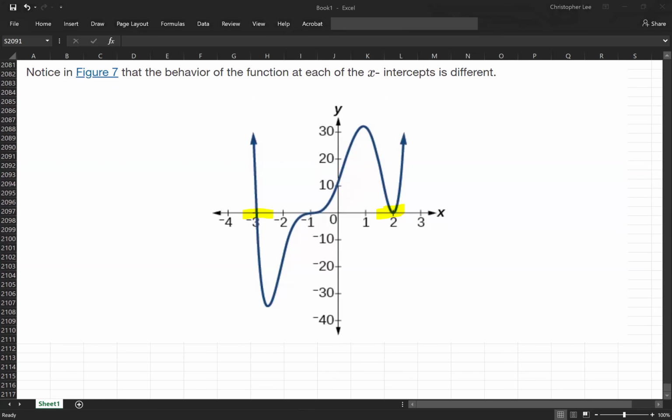By working with the function step by step. Yeah, that's the reason why.